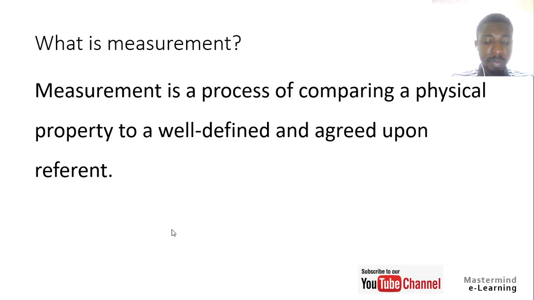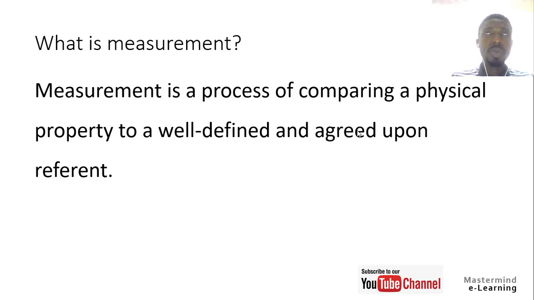We describe the property using a wide variety of units depending on what it is we are measuring, but the result always begins with a number, usually followed by the unit. So then, what shall we say measurement is? Measurement is a process of comparing a physical property to a well-defined and agreed upon reference.